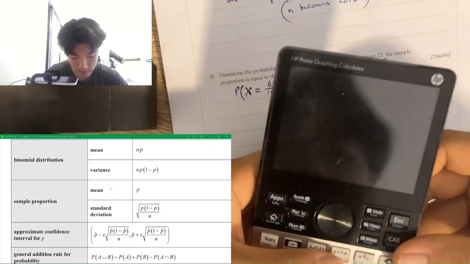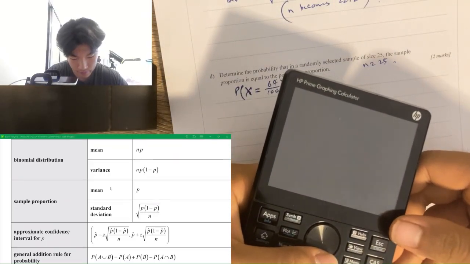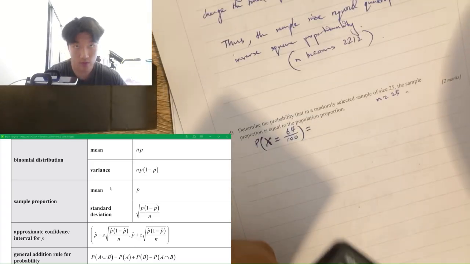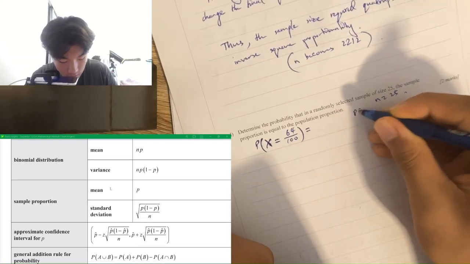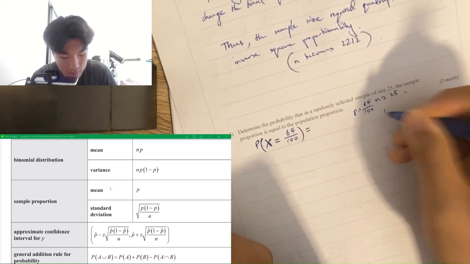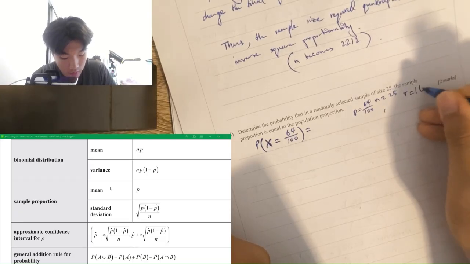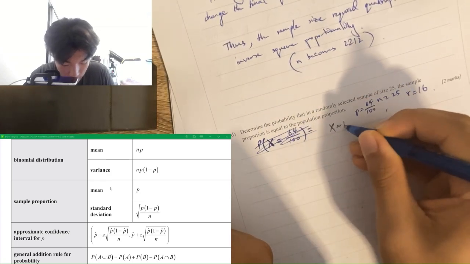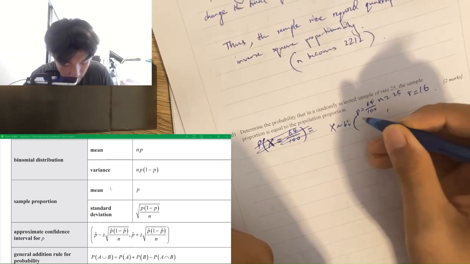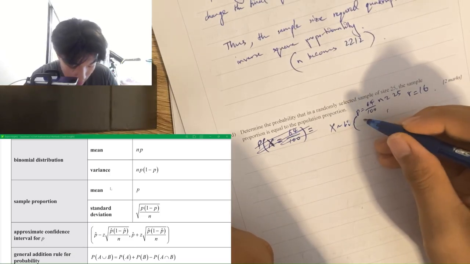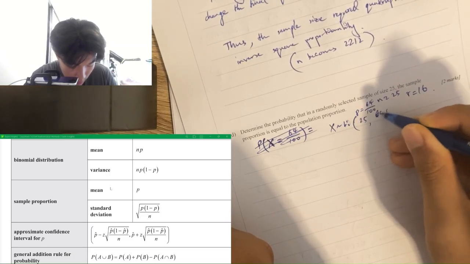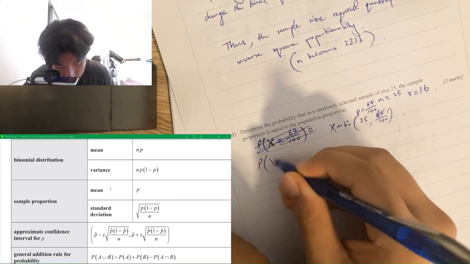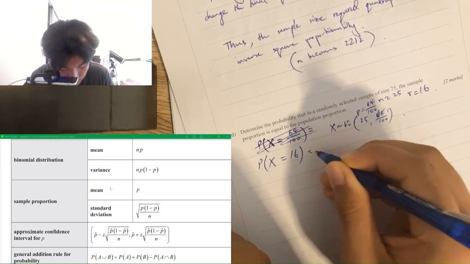What's the probability of success? It's just 0.64, P equals 64 over 100. And we want R, which is 16. X is binomially distributed. It's a binomial distribution with n equals 25, p equals 64 over 100, and R equals 16.